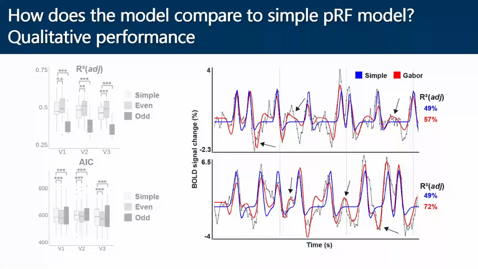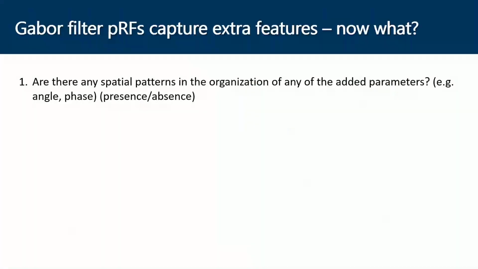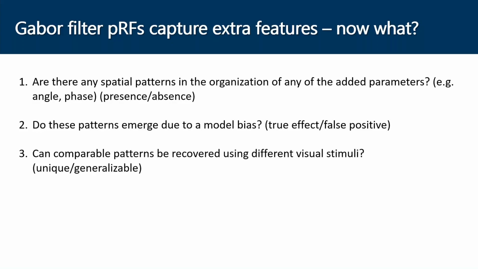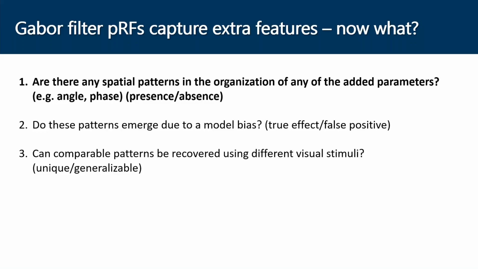Right, so after we have established this, we wanted to know the following. We wanted to look into three questions. The first one is if there is any spatial organization of any of the fitted parameters, for example, angle or phase. We wanted to know if these patterns emerged due to a modeling bias, or if they might be driven by a true physiological effect. And lastly, we wanted to know if we can recover the same patterns using a different type of visual stimulation. So let's go with the first question.